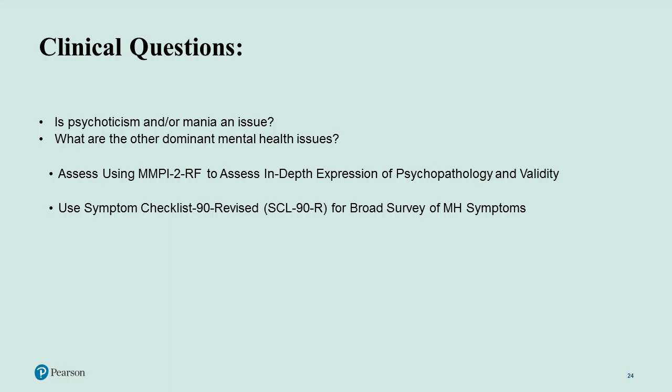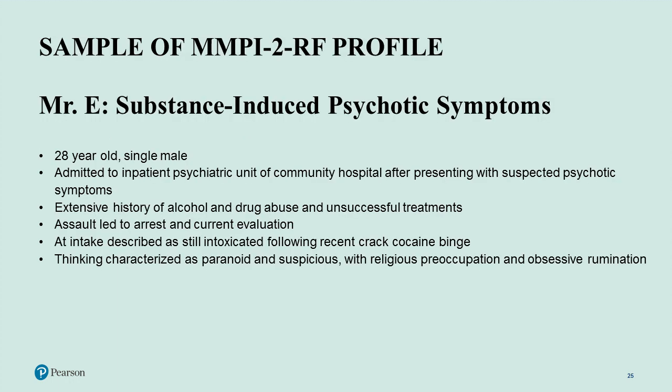If the clinical question is whether psychoticism or mania is an issue, or there are other dominant mental health issues, the MMPI-RF is a good tool to probe into some of those underlying, more severe psychopathology-based issues, as well as building in validity measures, which give you good indications of impression management concerns and reliability of their reporting. Another good tool is the Symptom Checklist 90, a broad tool for assessing the prevalence of dominant mental health concerns, aligned to the DSM. The SCL-90 in particular is more face valid than the MMPI, but it's a good tool to use because it's also pretty brief to give.